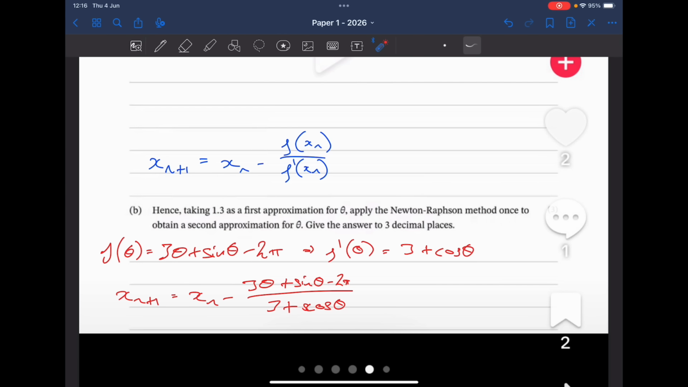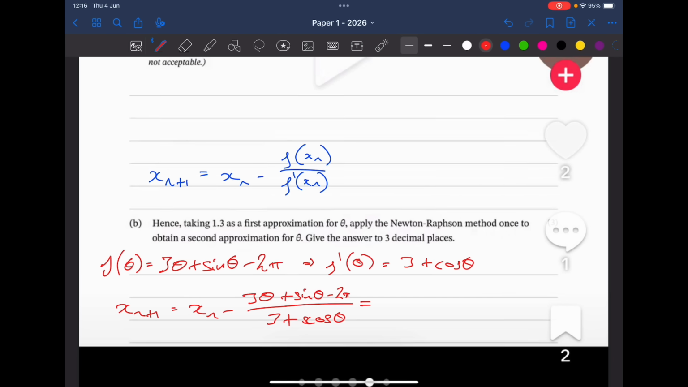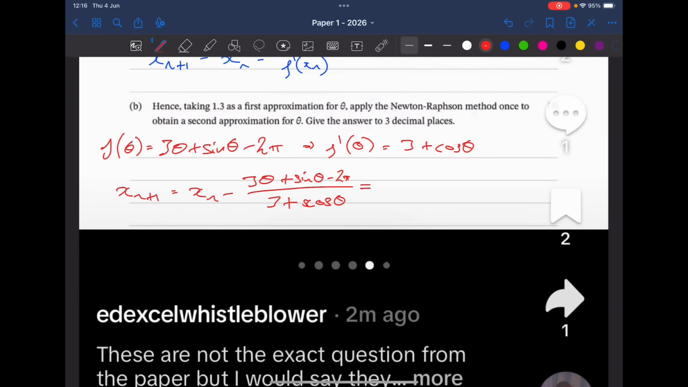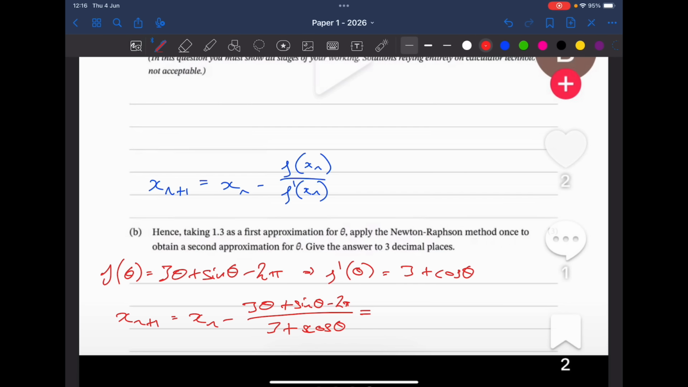When we plug in our value of 1.3, we'll get some number out. I will double check this is correct. And again, we've differentiated, so we have to assume radians. As soon as you've got any calculus going on, you need to have radians in your calculator. So 1.3 is the answer. Let's save that in there. Answer, take away this fraction: 3 answer plus sine of answer minus 2 pi, over 3 plus cos answer.